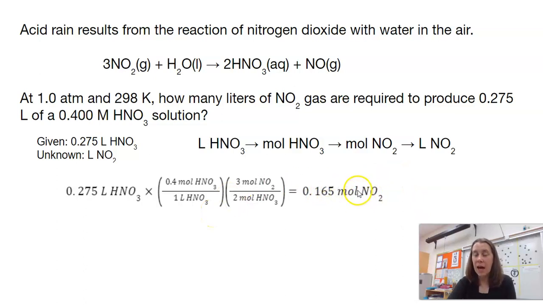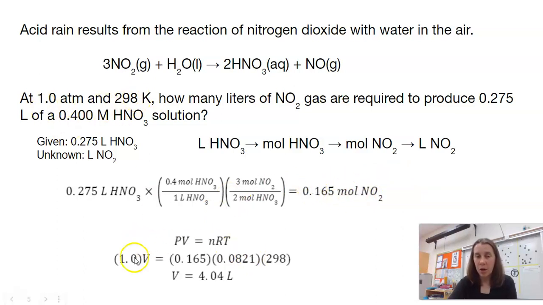If that is at 1 atmosphere and 298 Kelvin, we can use our ideal gas law and plug in those numbers. So our pressure is 1 atmosphere, our moles is 0.165. This is our gas constant, R. And then our temperature is 298 Kelvin. So if we solve for V, we get 4.04 liters of NO2.